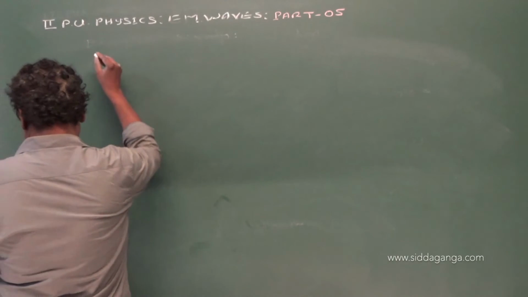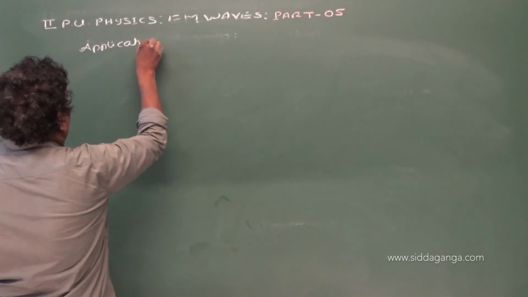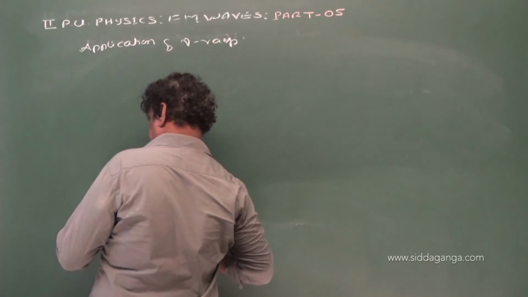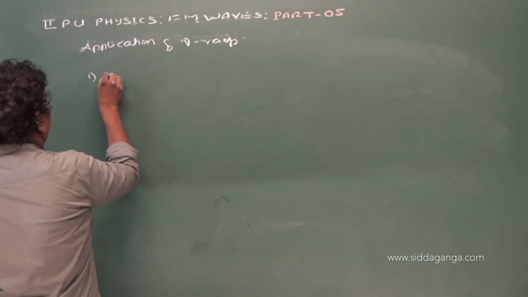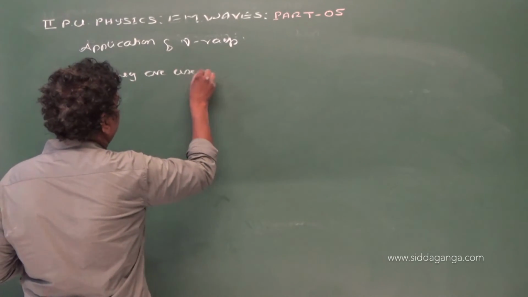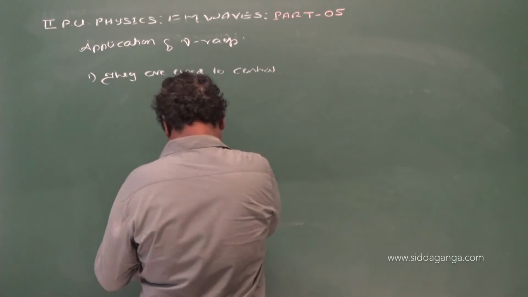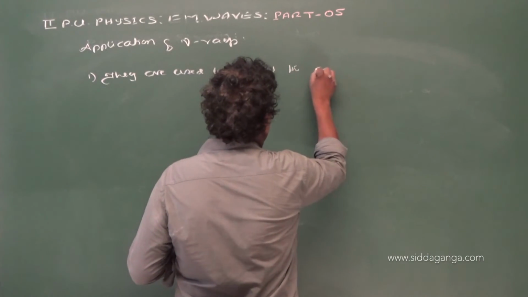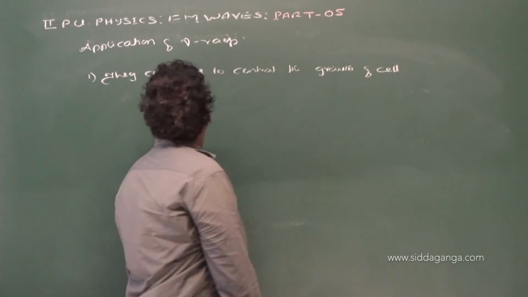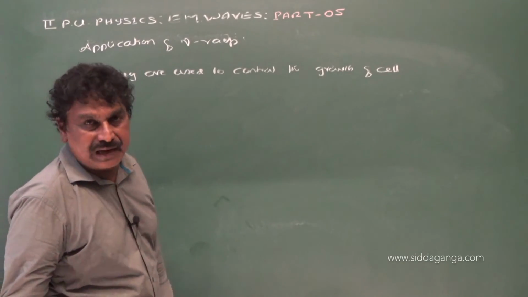Now, application of gamma rays. Number one, they are used to control the growth of cell. These gamma rays are used to control the growth of cell in living things.